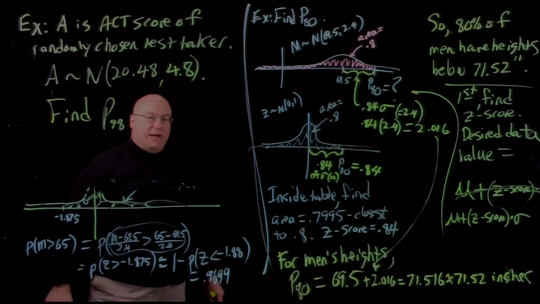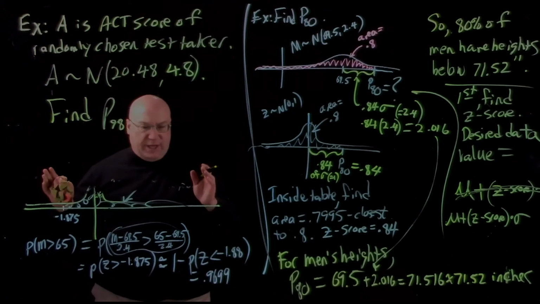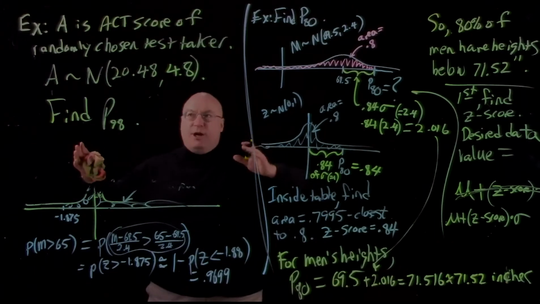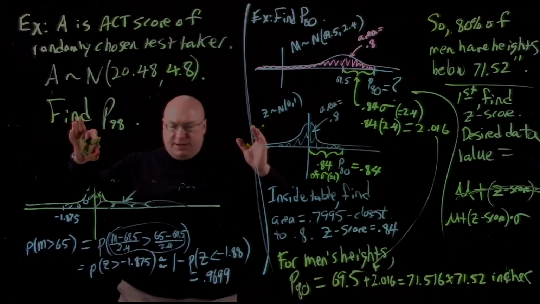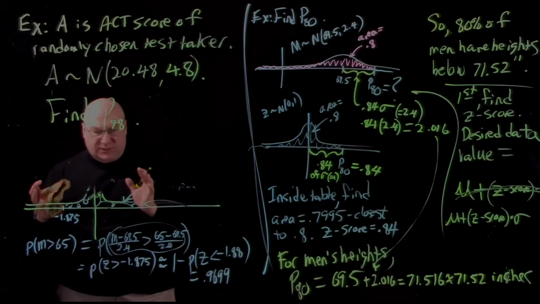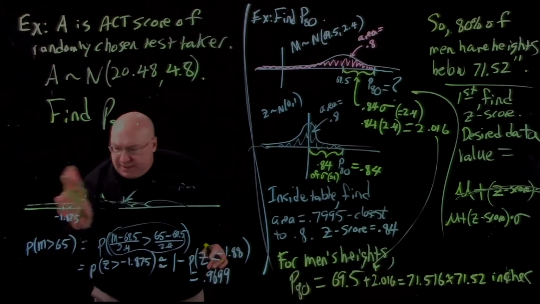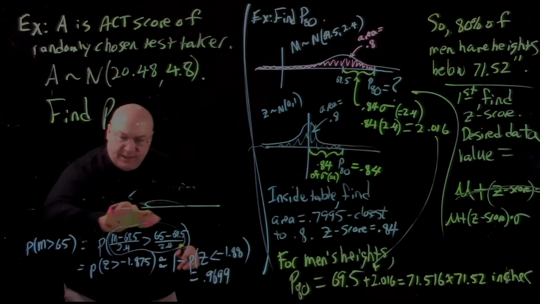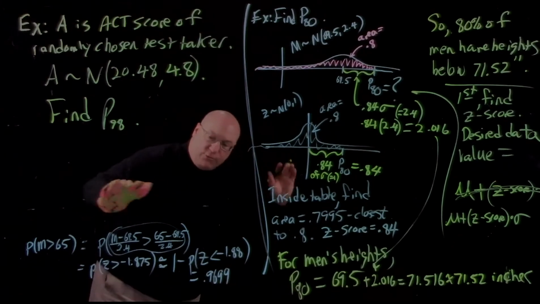Find P98. All right, we could draw the picture again, and we could talk about how that picture for the ACT scores gets shifted and scrunched into a Z-score picture. I'm not going to do that, just to save time. Instead, we're just going to jump right to the answer.